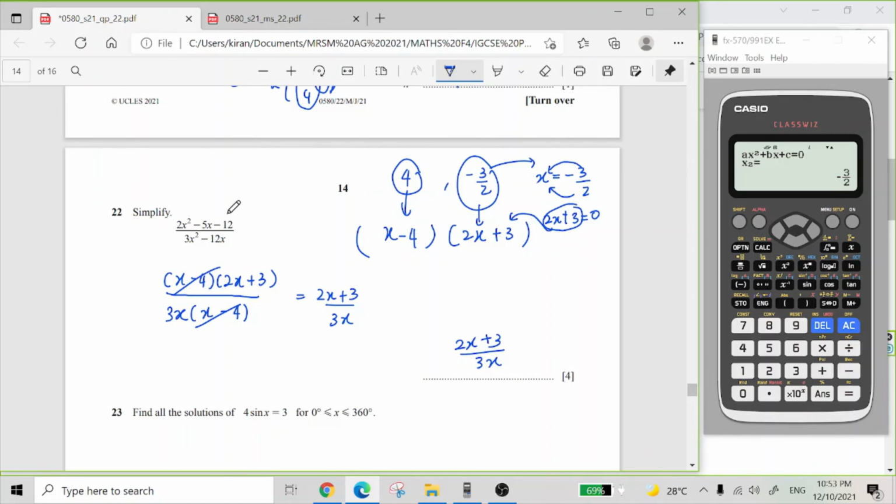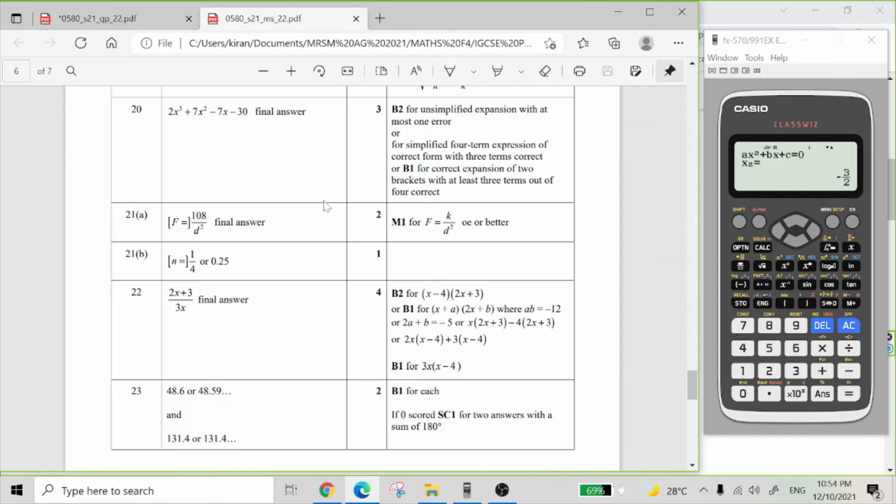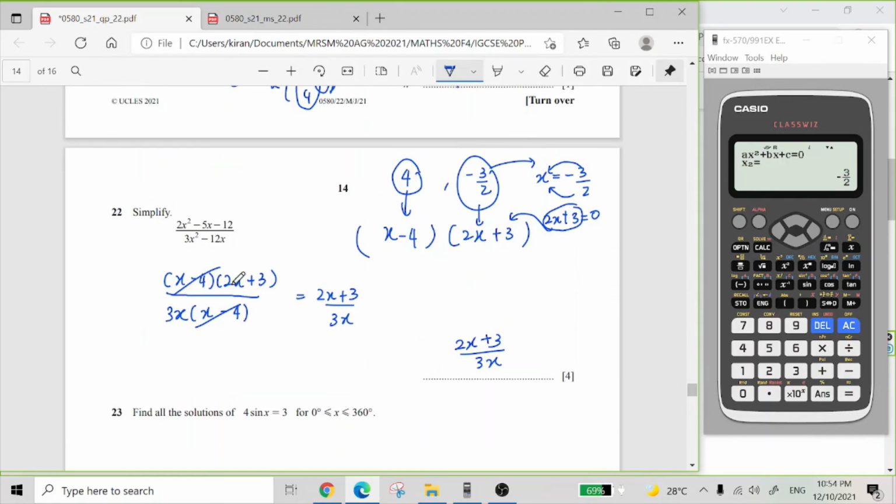When the question asks you to simplify, it means that your last answer will be an expression, not the value. But if the question asks you for solutions or to solve, you have to find the value of x. Okay, next is question 23.